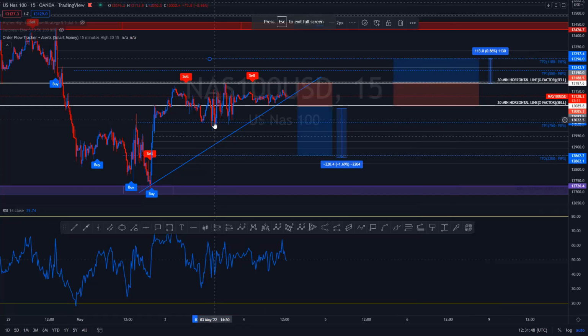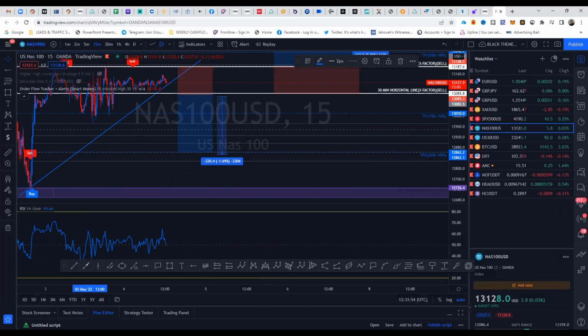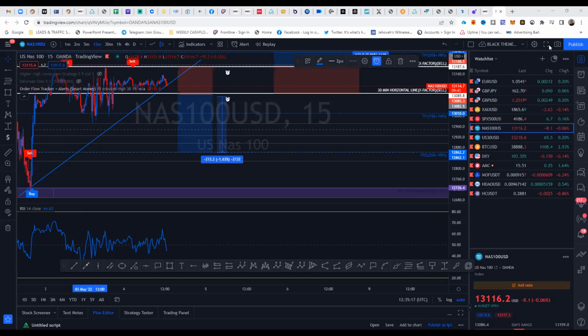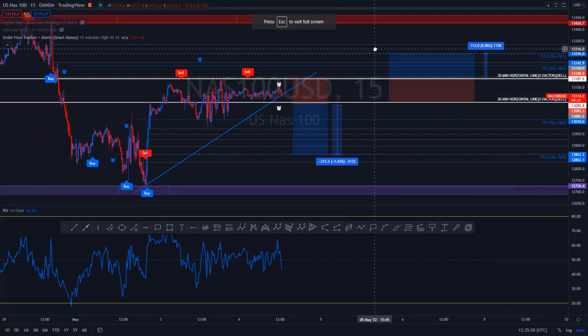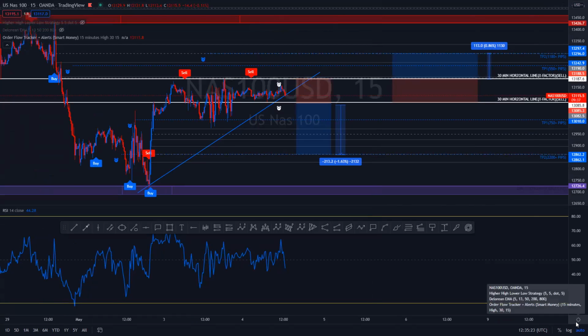Then the very next thing I'm going to do here is set my alarms for these take profit zones. Then I'm going to turn on my Delorean EMA indicator here. So let me go ahead and set my alerts, and I will be right back. All right, so I went on ahead and drew up my X factor lines.